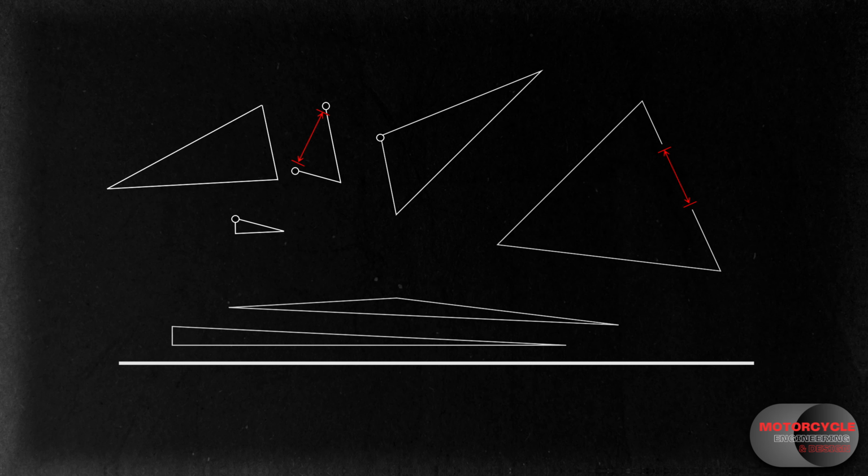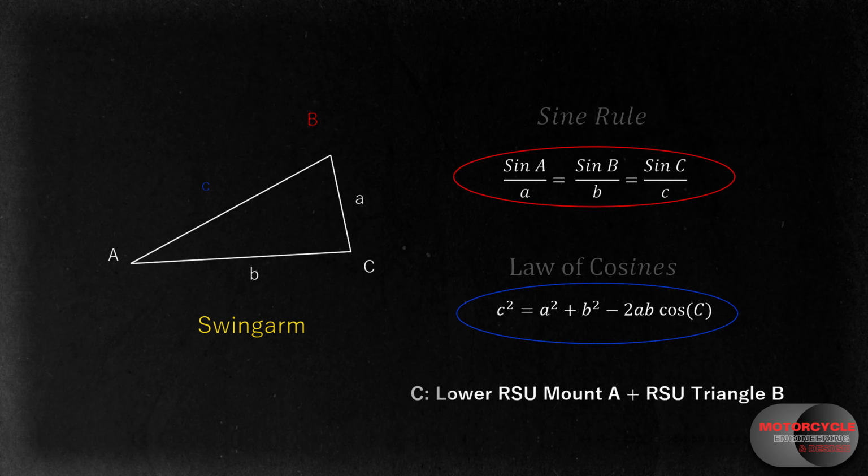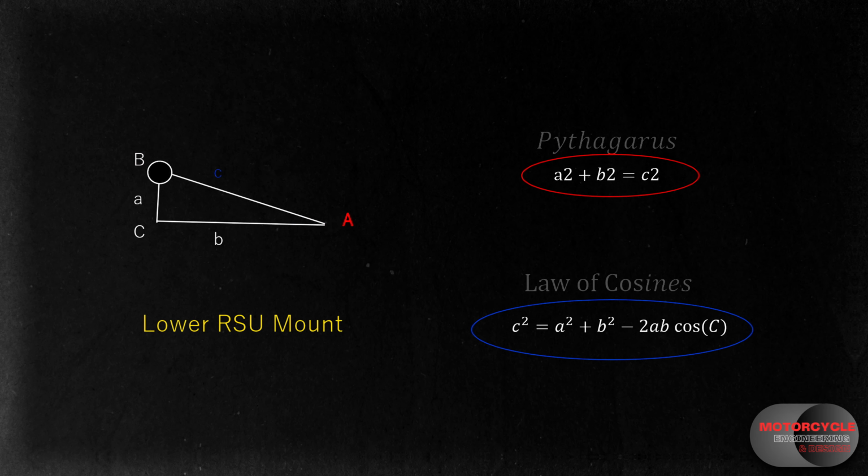So we have a couple of new triangles to solve the rear suspension, and with that rear suspension we also have another new triangle down below.